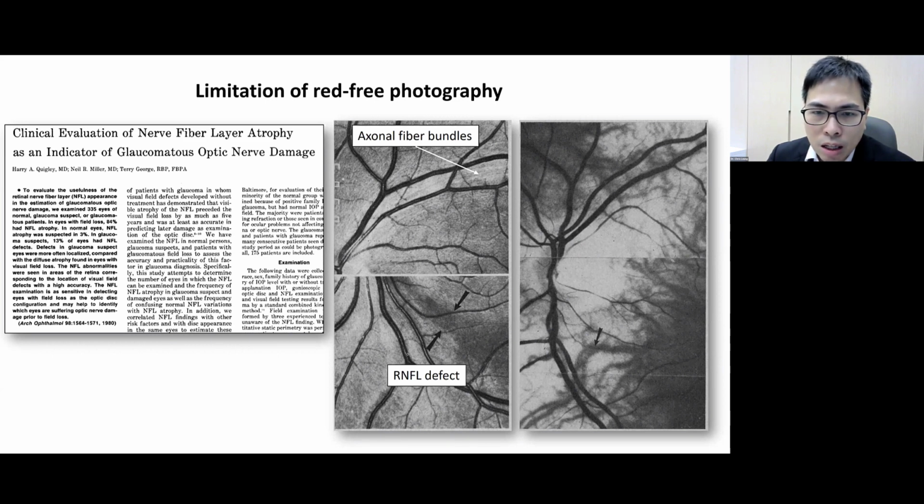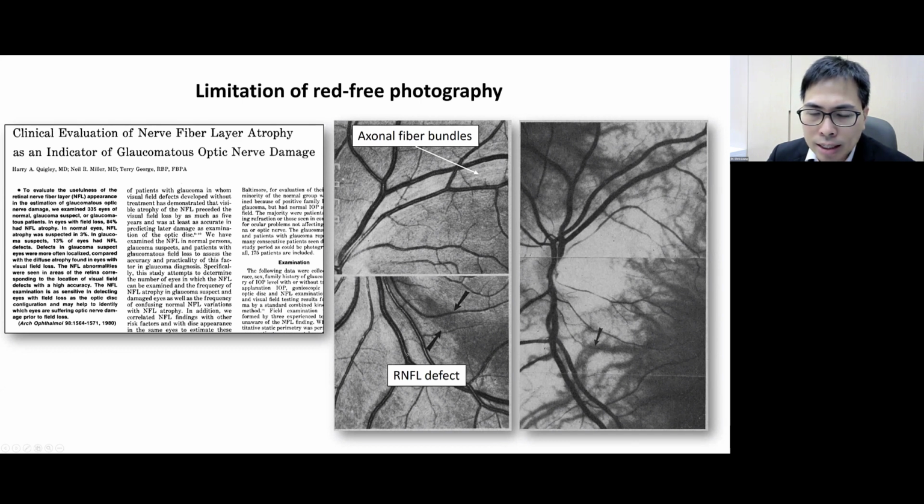It's been used a long time ago, and this is a paper by Harry Quigley back in 1980 when he used red-free photography to detect retinal nerve fiber defects in glaucoma. So you can see the striations, you can see the trajectories of these axonal fiber bundles. You see loss of these axonal fiber bundles as a dull-looking area in this red-free photograph.